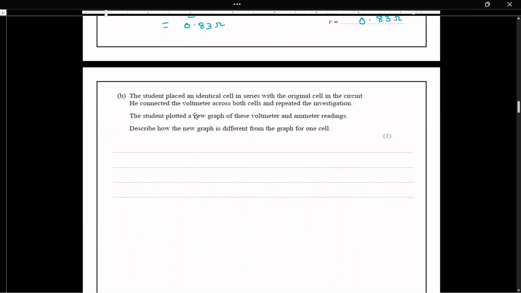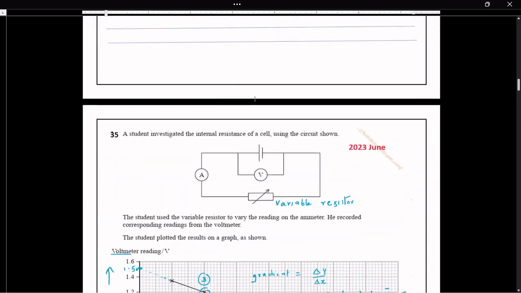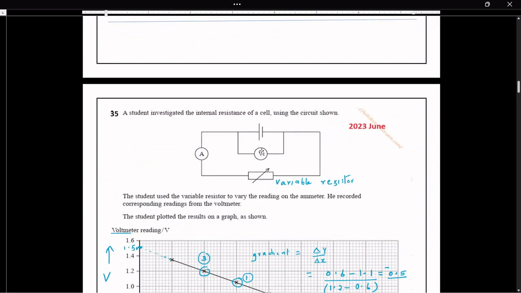The student placed an identical cell in series with the original cell in the circuit. He connected the voltmeter across both the cells and repeated the investigation. The student plotted a new graph of these voltmeter and ammeter readings. Describe how the new graph is different from the graph for one cell. So this was the graph for one cell because he used only one cell here.